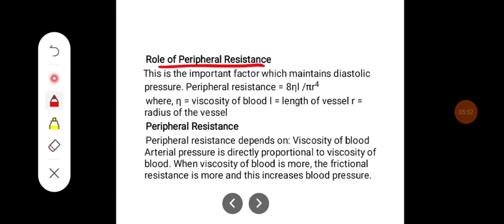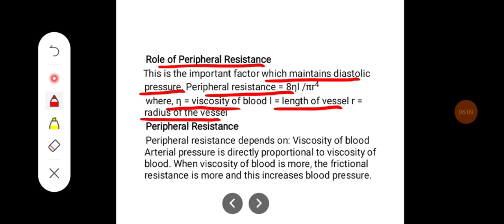Role of peripheral resistance. This is an important factor which maintains diastolic blood pressure. Peripheral resistance can be given as 8 μL divided by π r to the power of 4, where μ is the viscosity of the blood, L is the length of the vessel, and r is the radius of the vessel.